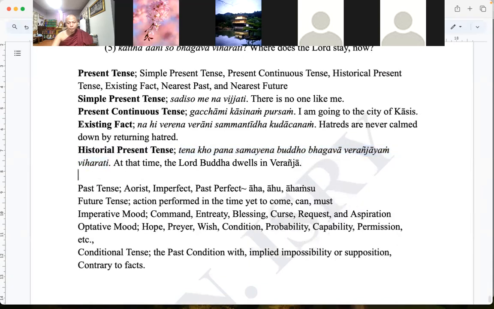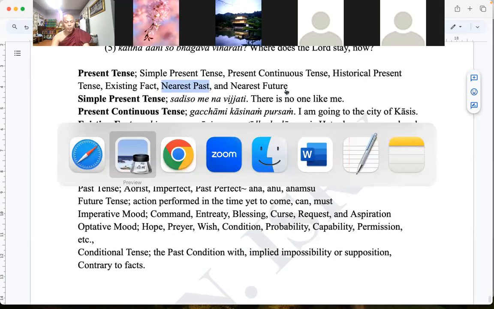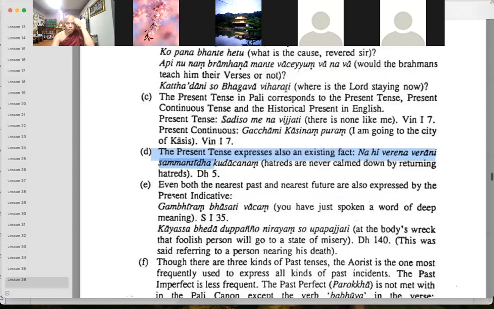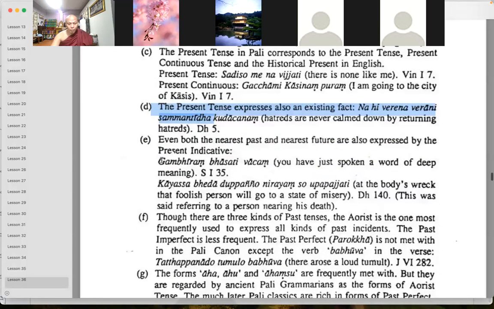And then next is what? Historical present, existing fact, and the nearest past and nearest future. That one also maybe not included, but based on the context, it can be. So here, "Gambhiram bhasasi vacham". So even both is existing fact, okay? And even both the nearest past and future tense are also expressed by the present tense. "Gambhiram bhasasi vacham": you have just spoken a word of so deep meaning.